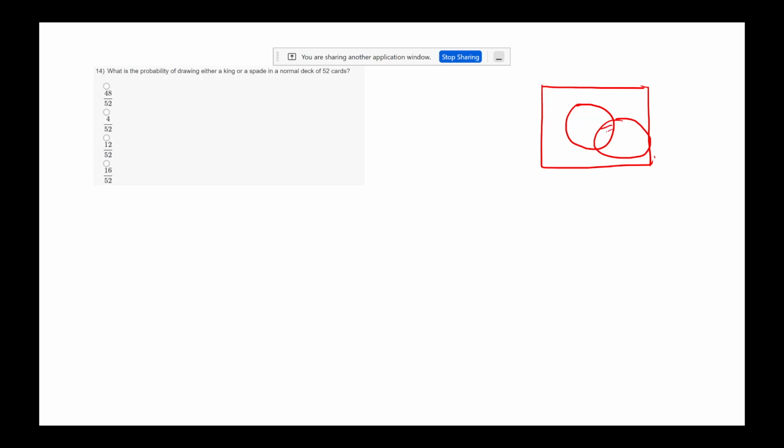So one card can be like this. So the probability of king is how much? 4 by 52, that is 1 by 13. Probability of spade is how much? 13 cards out of 52, so 1 by 4. And then the probability of king of spade, meaning the card is a spade and a king, is 1 by 52.